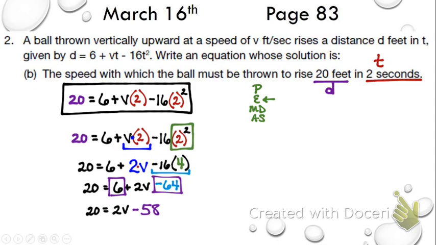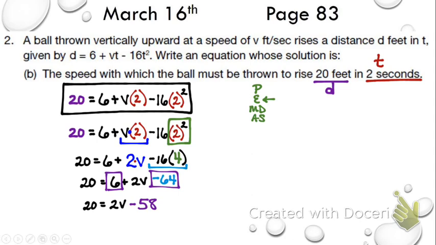What kind of equation are we looking at here now? Is that quadratic? No. How do you know it's not quadratic anymore? Yeah. We don't have any variable that's squared. This is just a linear equation. How would I solve that thing? Yep, I'm going to add 58 to both sides. So I would have 78 equals 2v. V equals 39.